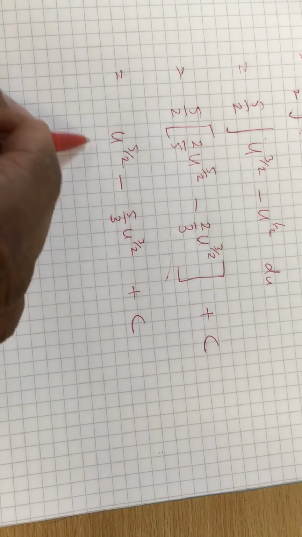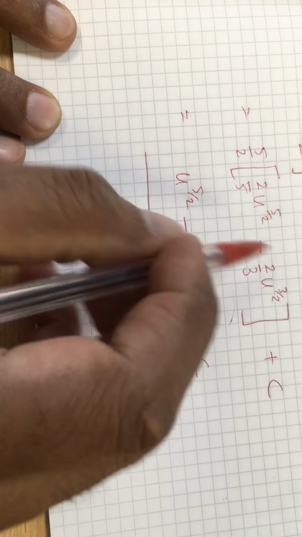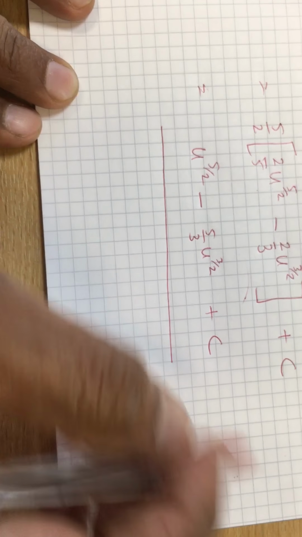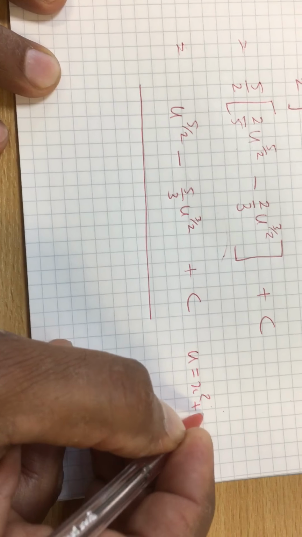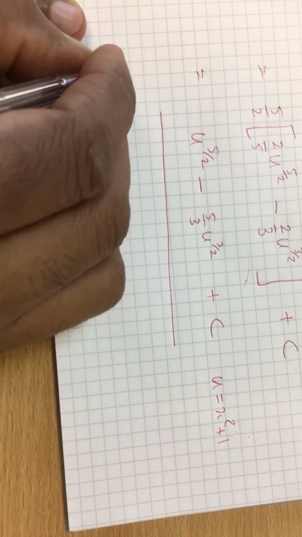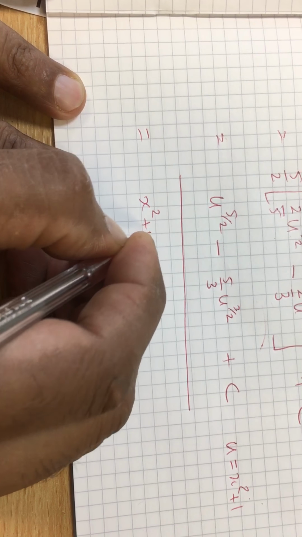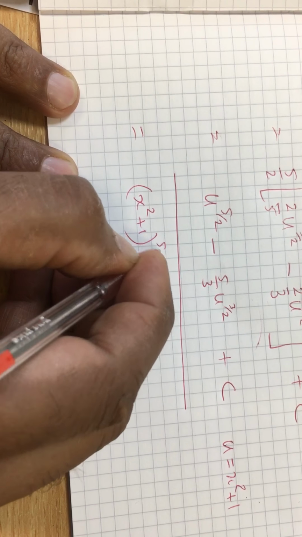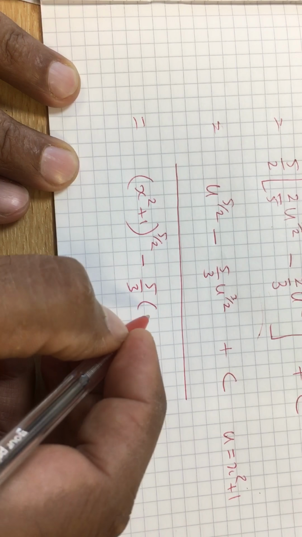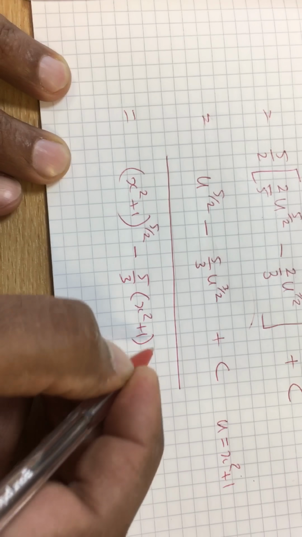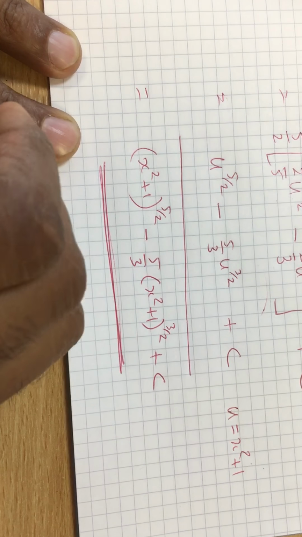Now we've integrated with respect to u, however we need to integrate with respect to x, so we need to bring back x's and change u equals x squared plus 1. So to get our final answer, this will be x squared plus 1 to the power 5 over 2, minus 5 thirds, open bracket, x squared plus 1 to the power 3 over 2, plus c. And that is your final answer.